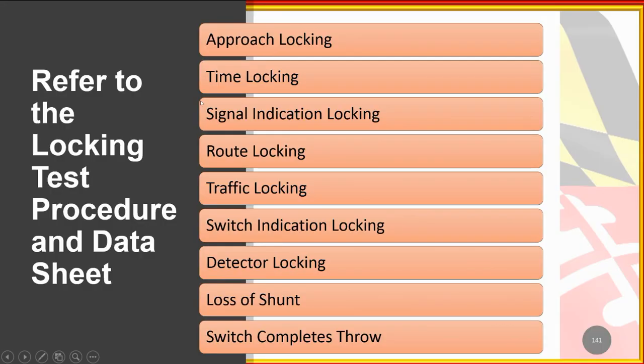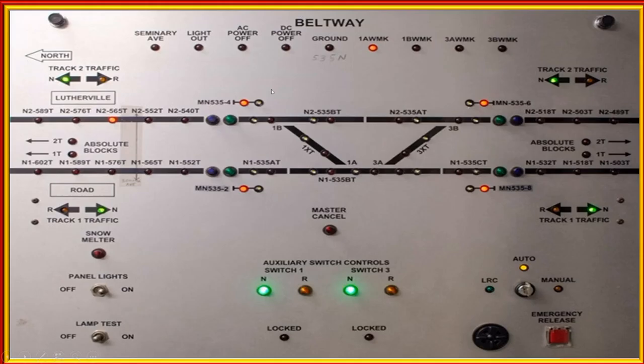Okay, the route locking test. That's pretty simple. The route locking test basically means once a train enters the route track circuits, which we learned about in the previous video lecture, the switches cannot be moved or change position while the train's within the interlocking, within the signals to the interlocking.